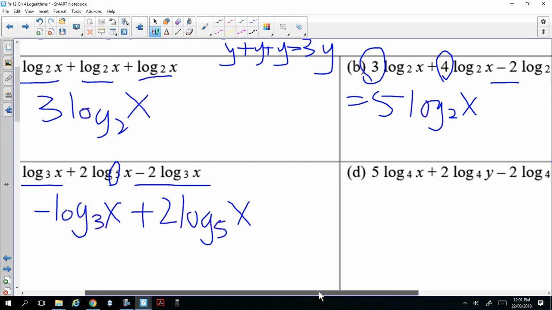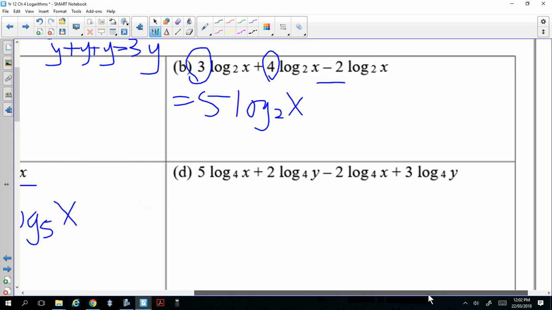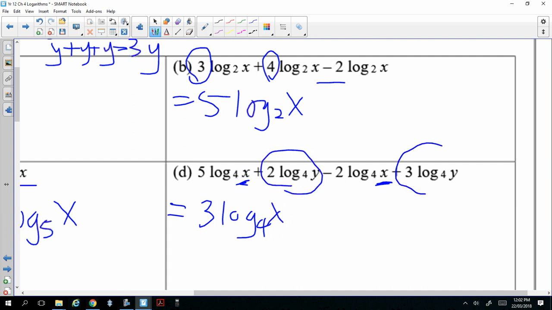All right. How about the next one? They all have the same base, but if they have different pronumerals, they are not like terms. So these two are like terms. So 5 minus 2 is 3 log base 4 of x. And then these two are like terms. So 2 plus 3 is 5 log base 4 of y.